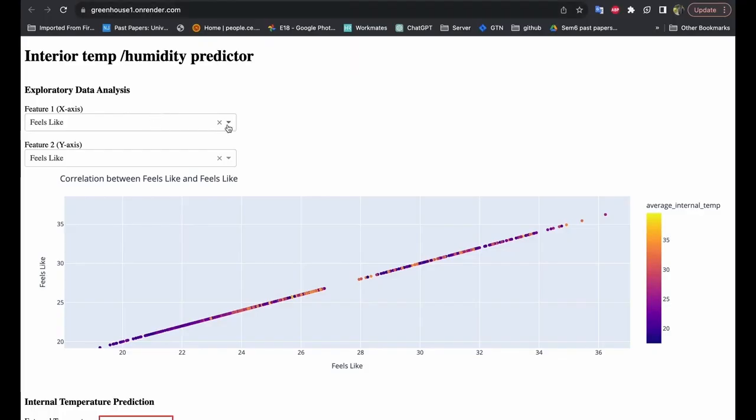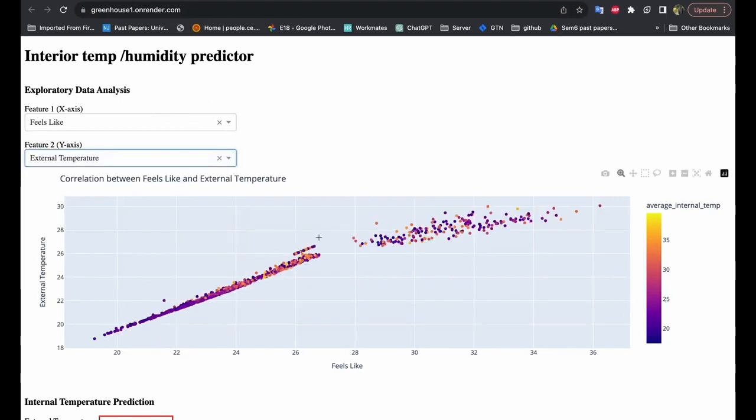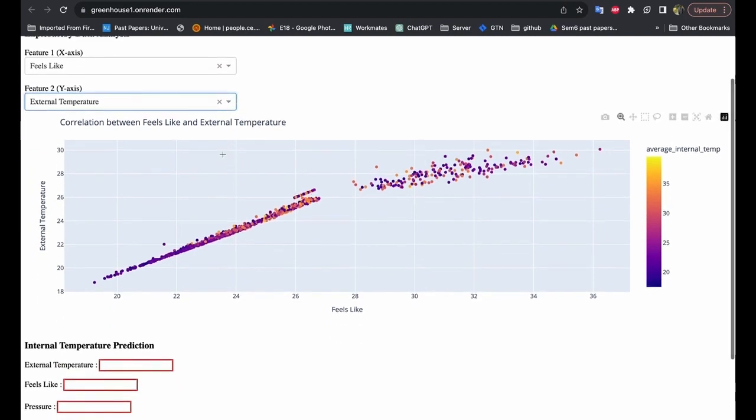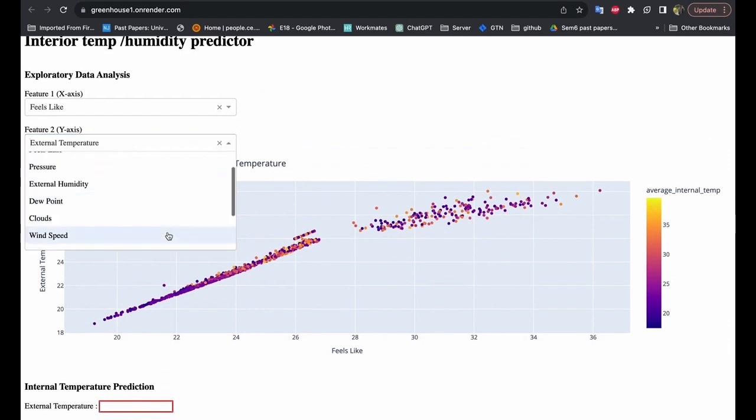Here is the dashboard. Now I am going to compare two features, for example, feels like and external temperature. From the image, you can see there is a linear relationship between those two features. And now I am going to change the feature to cloud and compare it with feels like.